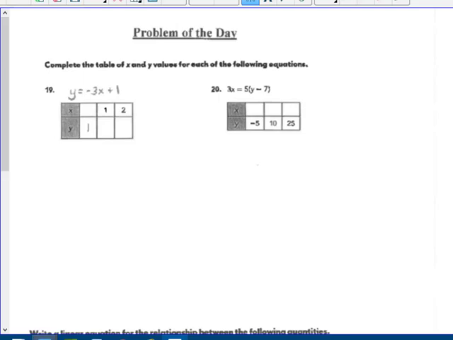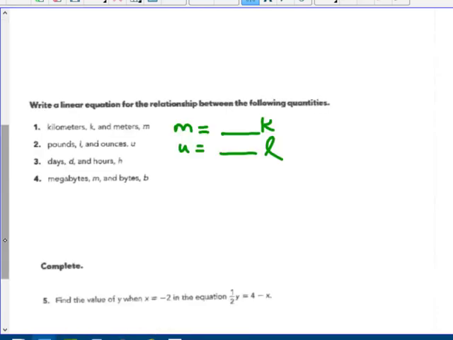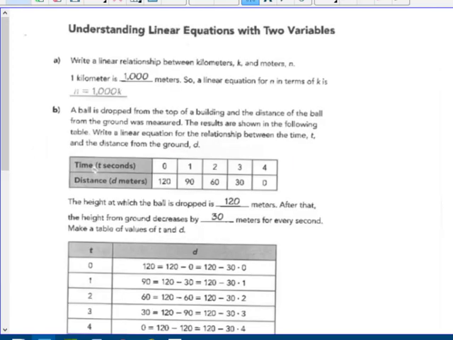Today's video can be found on page 18 of your Unit 1B packet. You can see that it's the problem of the day. So finish that on your own, pause the video, work on that. Understanding linear equations with two variables. This is in the 8th grade text, and it's Chapter 3, Section 4.